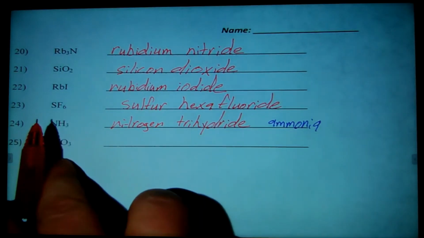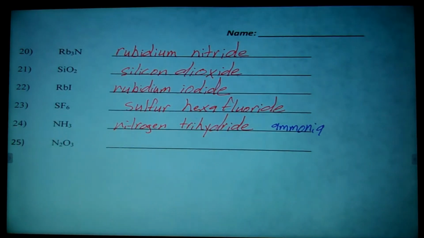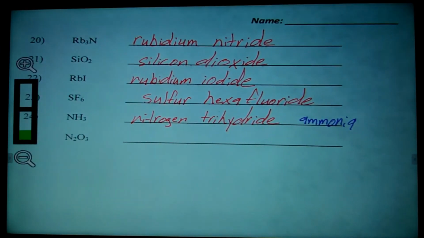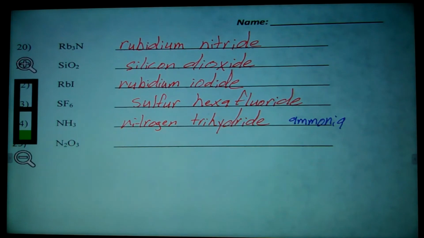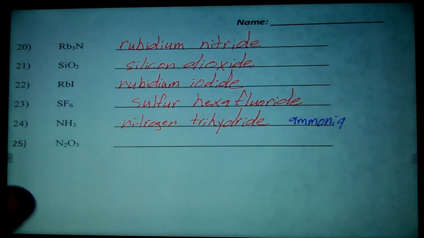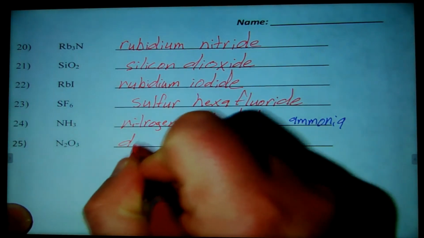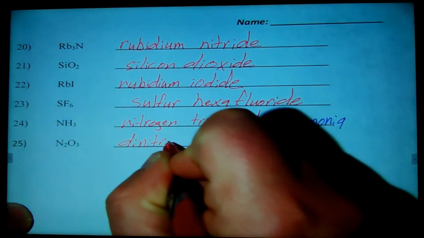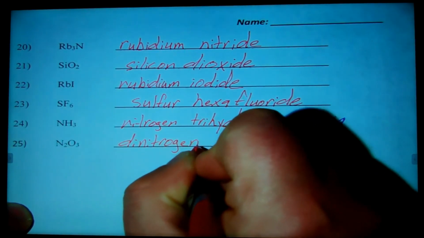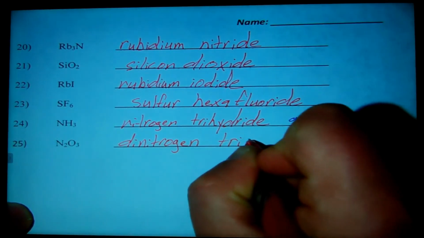All right, last one. N2O3. Nitrogen and oxygen, both are nonmetals. Therefore, since they are nonmetals, we will name with prefixes based off covalent bonds. So dinitrogen trioxide.